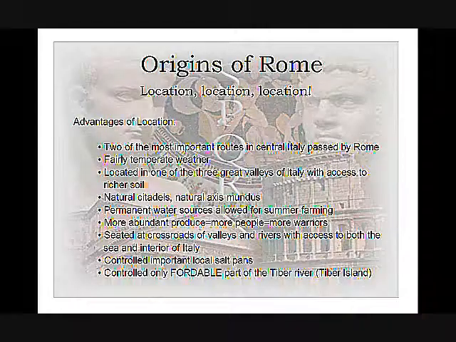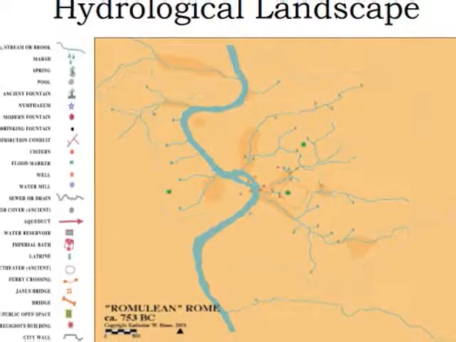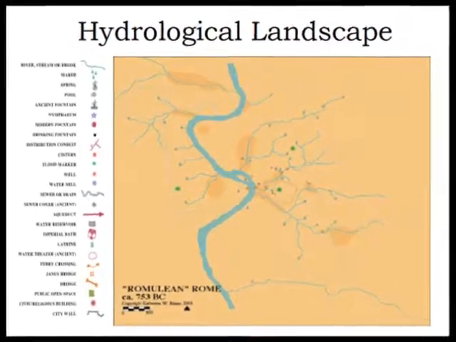A little bit about the origins of Rome, location, location, location. Some of the advantages of Rome's location were that it had two of the most important routes in central Italy. It had good weather, it had great soil, natural protection, permanent water sources, which meant more produce, more people, more warriors. It also had access to valleys and rivers, as well as the sea and interior land, controlled salt pans, and had the only fordable part of the Tiber River.